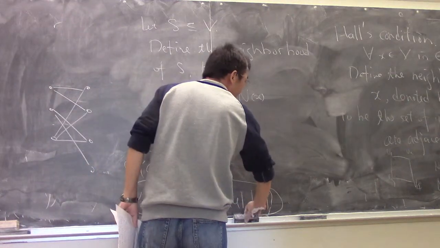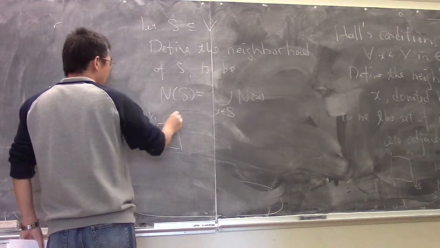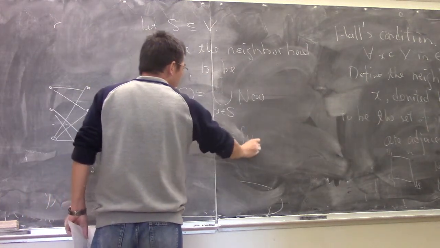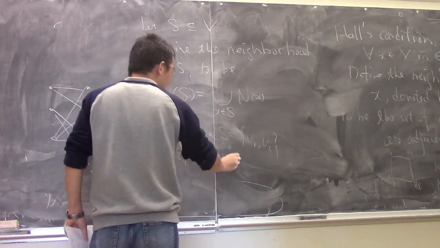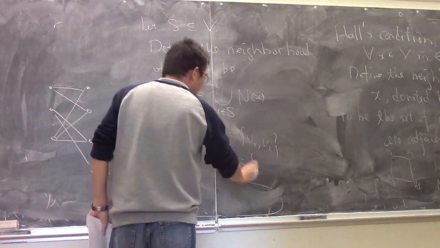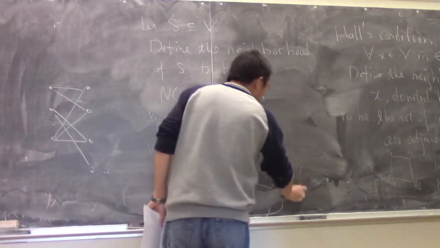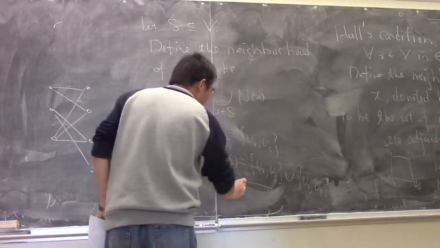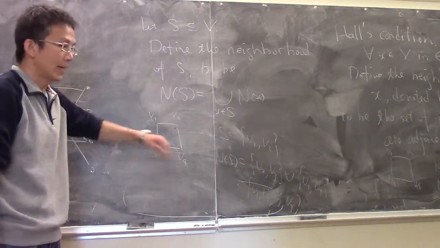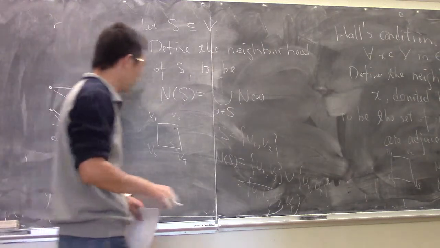So for example, if I have V1, V2, V3, V4, and S is equal to {V1, V2}, what is the neighborhood of S? The neighborhood of S is the neighborhood of V1, which is V2, V3, union the neighborhood of V2, which is V1, V4. Therefore, the neighborhood of S is V1, V2, V3, V4. So I think this is relatively easy to understand.